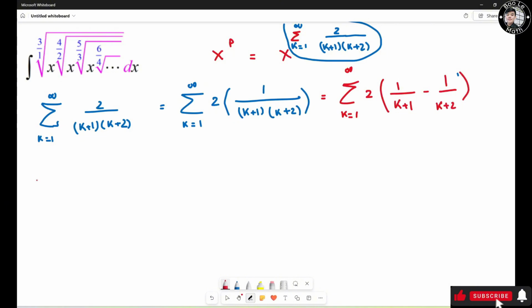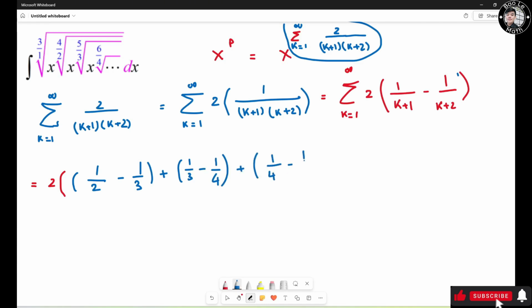So it's going to be 2 times. Now k equals 1, substitute 1 for k, right? So the first one is going to be 1 over 2 minus 1 over 3, plus, if k equals 2, you have 1 over 3 minus 1 over 4, plus 1 over 4 minus 1 over 5, right? Plus etc. Subtract 1 over n plus 1, plus 1 over n plus 1 subtract 1 over n plus 2. Right, this one is the last term, right?